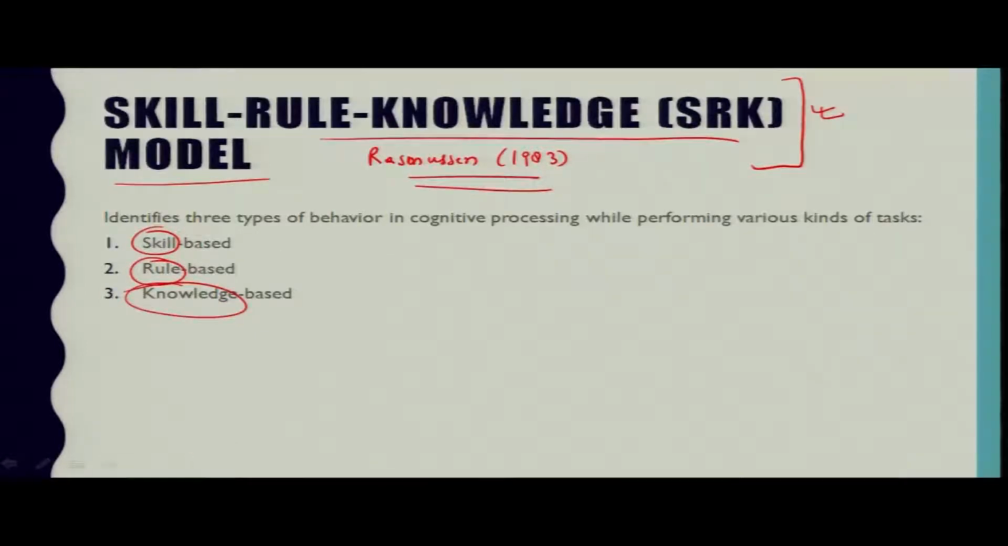This SRK model identifies three types of performance or behavior, that is skill based, rule based and knowledge based. These three categories refer to the type of cognitive processing that is performed in executing various kinds of tasks. It also takes into account the level of experience possessed by the person performing a given task. Situations in which skill based and rule based behaviors are exhibited tend to be routine, and situations in which knowledge based behavior is exhibited tend to be non-routine.